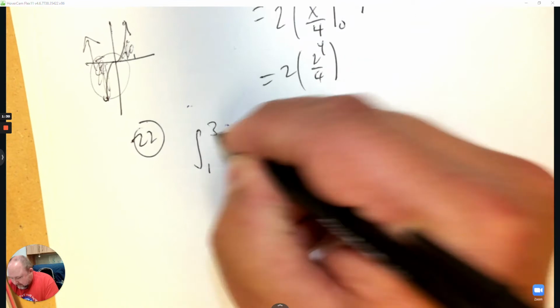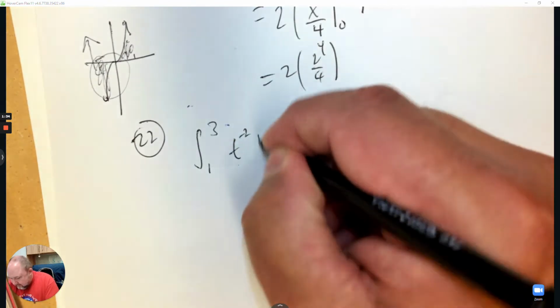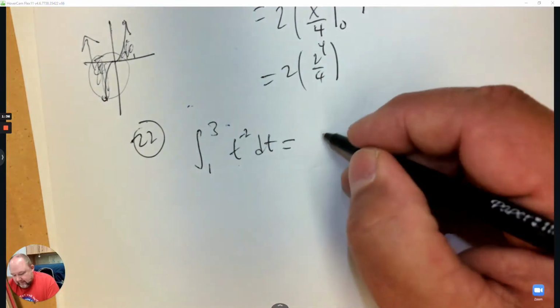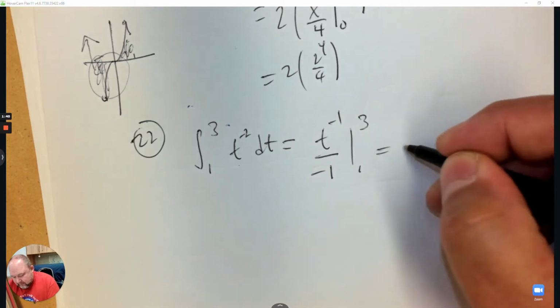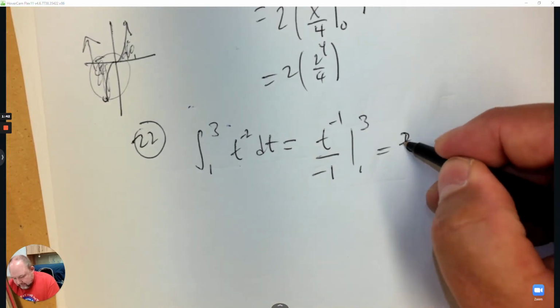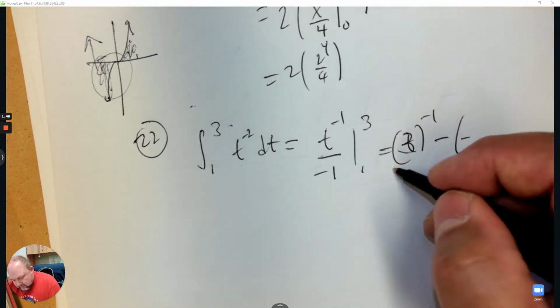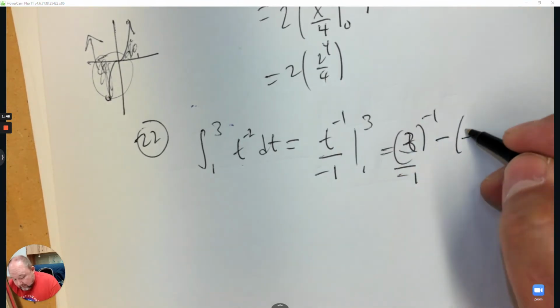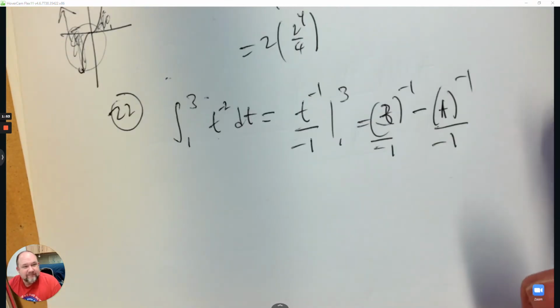22. Integrate from 1 to 3, 1 over t squared. So my first gut is to do this, and then add 1 to the exponent and divide, and then plug in 3, subtract, plug in 1. Something like that.